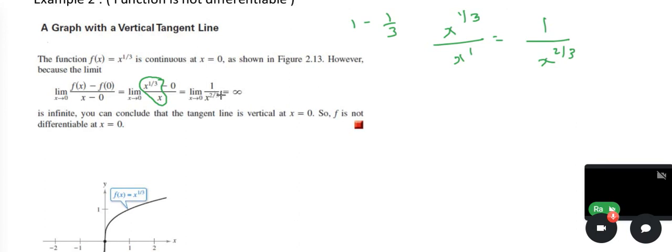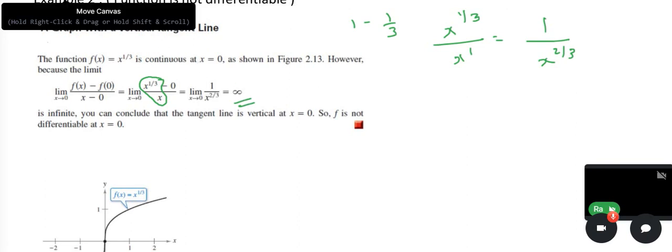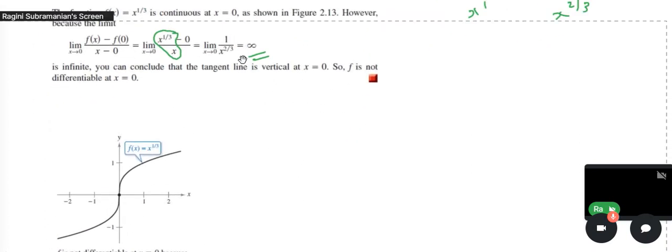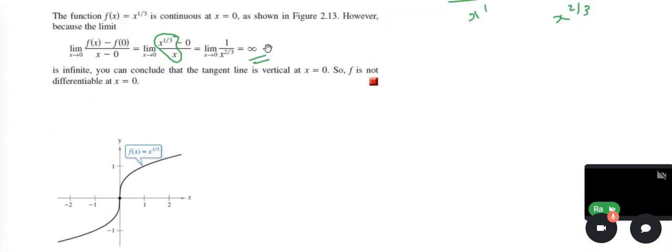Then you plug in x equal to 0. The denominator is 0, so finally we are getting undefined. So mathematically also, using the actual definition of the limit and the actual definition of the derivative, we are able to see that it is not differentiable. We don't get any value, it is undefined.